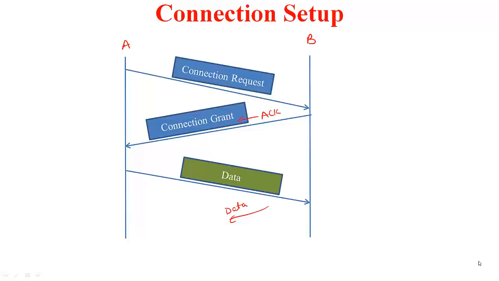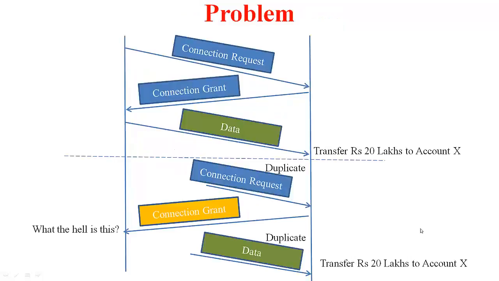Remember, we are operating over a best effort service where packets can get delayed, they can get reordered, and so forth. So there is always the danger of duplicates from earlier showing up. So view that as a hint and tell me what can potentially go wrong in connection setup. So here is the problem.